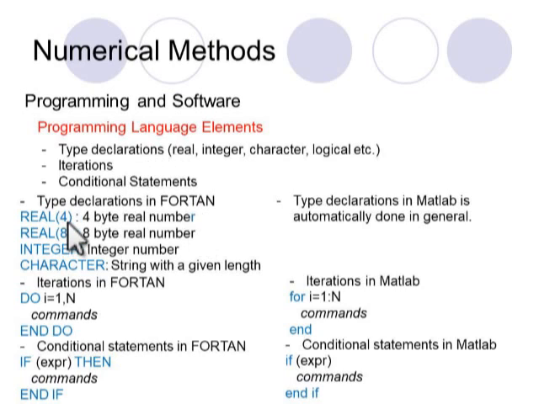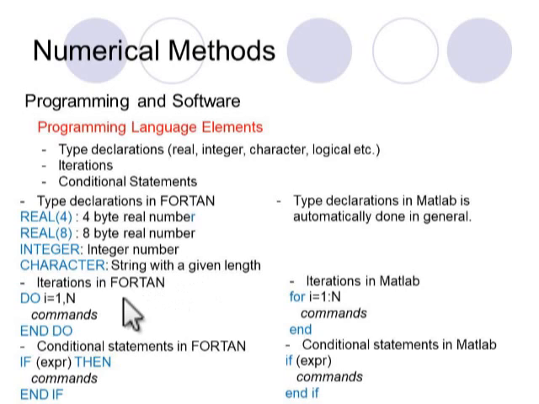For example, in Fortran it is real 4, for the 4-byte real number. We will see what a byte and what a bit is. And then real 8, an 8-byte real number, and integer number. And then you put the variable here. And then character. You also give the string length.